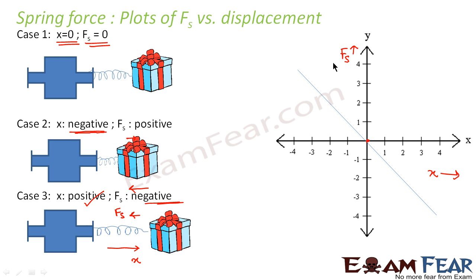So what are the two important things which we concluded? The spring force magnitude depends on the displacement. The direction of the spring force is always opposite to the direction of the displacement. Correct? Now let us go ahead and try to calculate the work done in the case of a spring.